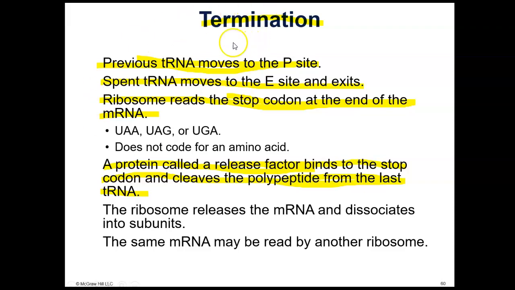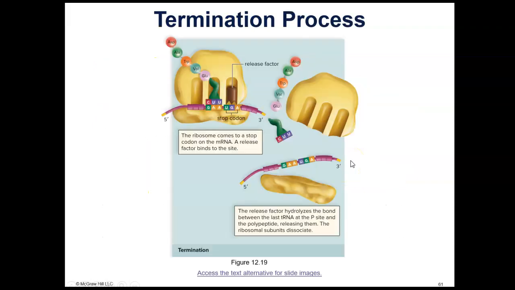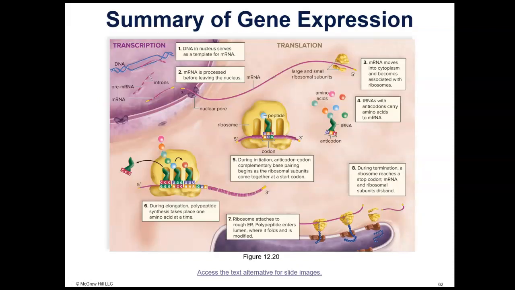Now, the termination part is when the ribosome reads a stop codon. It's either going to be UAA, UAG, or UGA. These are listed on the codon chart. When the ribosome reads the stop codon, then the translation ends and the polypeptide is completed.